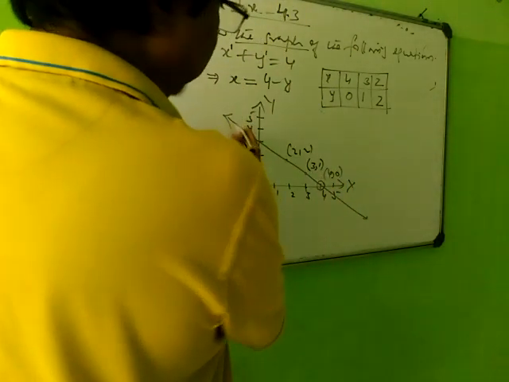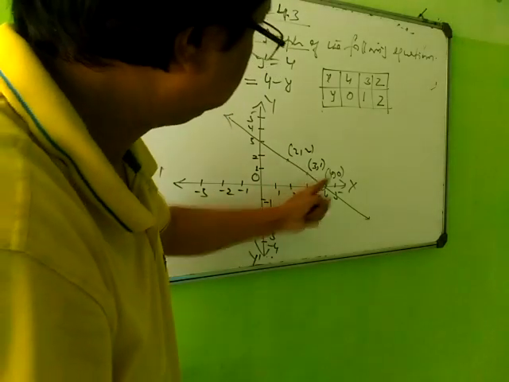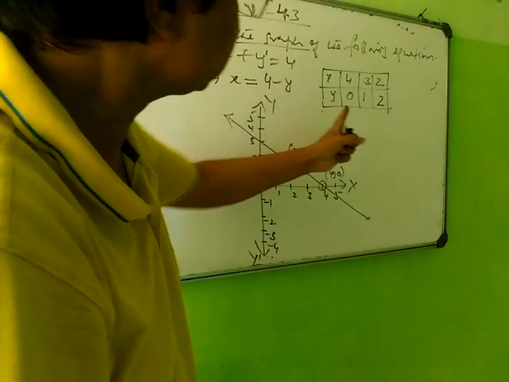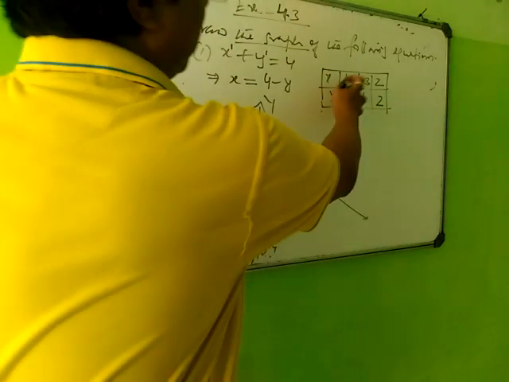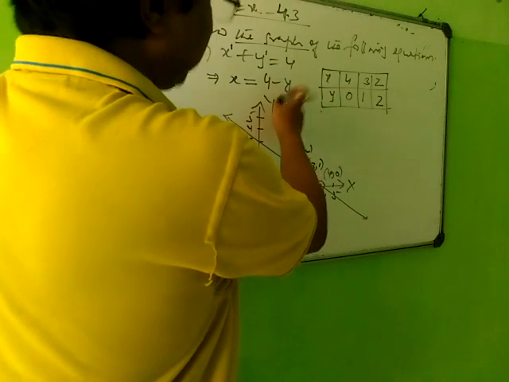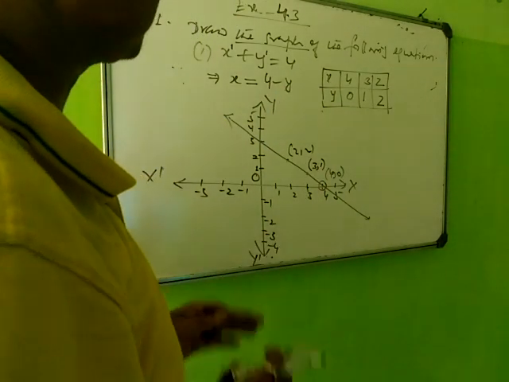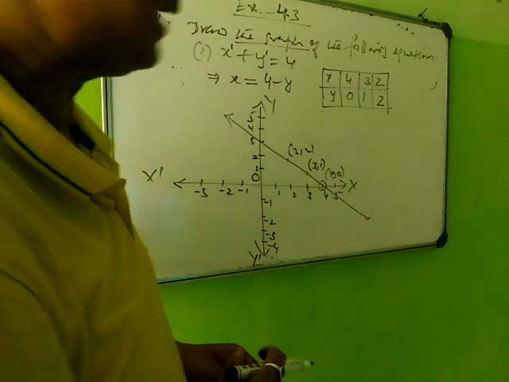But here you have got infinite solutions. There are infinite points, but to draw the graph, you just need to take only 3 points. So it is 4 comma 0, 3 comma 1, 2 comma 2, and for these points, this value of y, you can take any values based on integers. Then you will get the corresponding value of x.